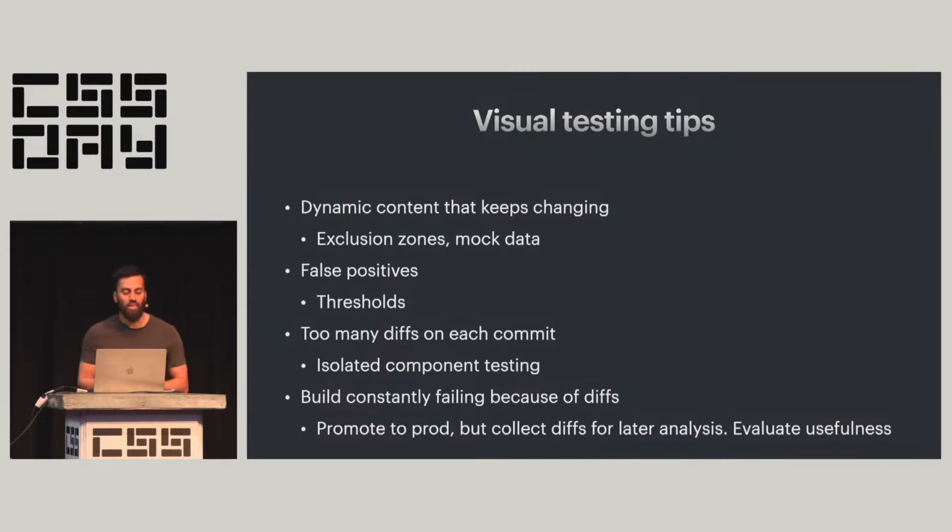If you're getting loads of false positives, you can apply thresholds, and thresholds are: if the diff exceeds this amount, then yes, fail the build. Otherwise, we allow it. We trust that it's something subtle, like font aliasing or a slight browser quirk.